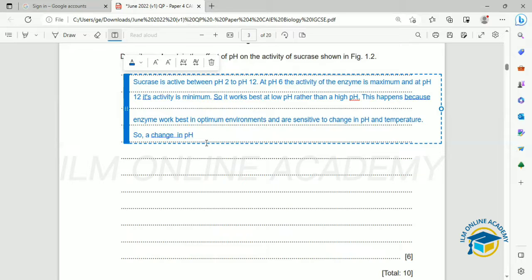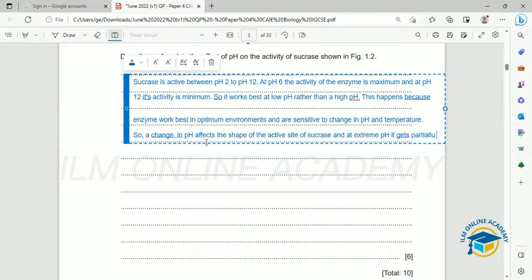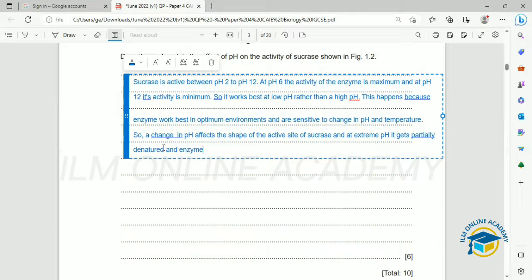So a change in pH affects the shape of the active site of sucrase, and at extreme pH it gets partially denatured, and enzyme substrate complex cannot be formed. So eventually the activity decreases.